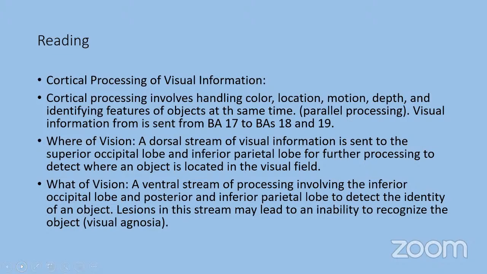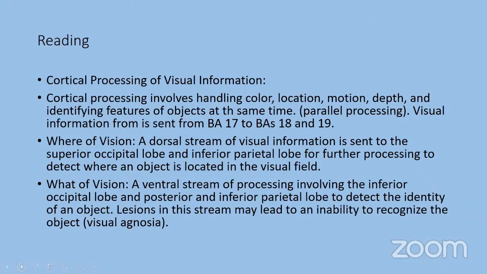What is this cortical processing? What does it involve? It involves handling the color, the location, the motion, the depth, and of course, identifying features of the objects at the same time. That's called parallel processing. Then the visual information is sent from Brodmann's area 17 to 18 and 19, which are visual association areas.